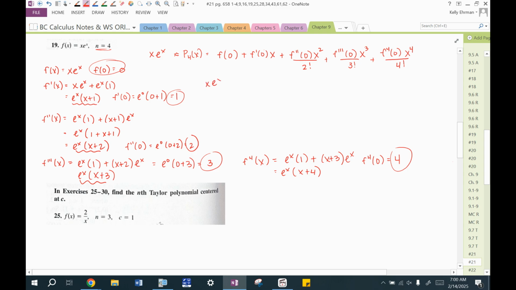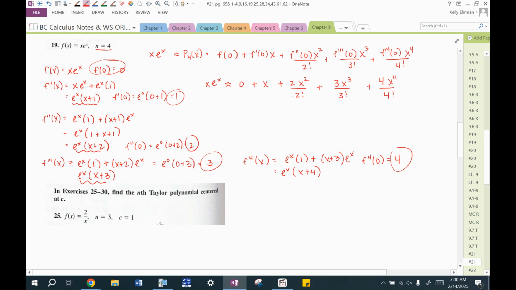So x e to the x is approximately equal to, you don't have to fill in the 0. I'm going to, just so I don't lose my place anywhere. So 0 plus 1 times x plus 2 times x squared over 2 factorial. So again, if you want to cancel the 2's out, you can. Plus, where am I? The second derivative? No, the third derivative is 3. So 3x cubed over 3 factorial plus 4x to the fourth over 4 factorial.